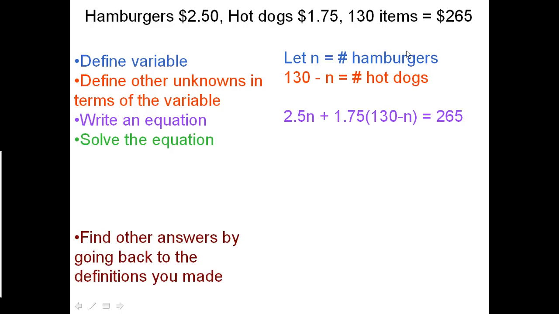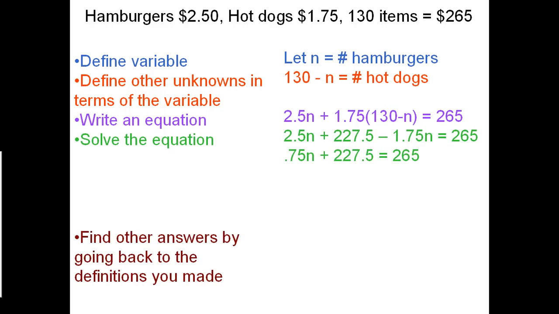Now I've got to solve this equation. You can see that I'm going to have some distributive property again. I'm going to go 1.75 times 130, and then 1.75 times minus n, or negative n here. So let's look and see what we got if we apply the distributive property. I'm not going to go through the exact calculations, but this is what you get. Combine like terms, 2.5n minus 1.75n, I get 0.75n plus 227.5 is equal to 265.